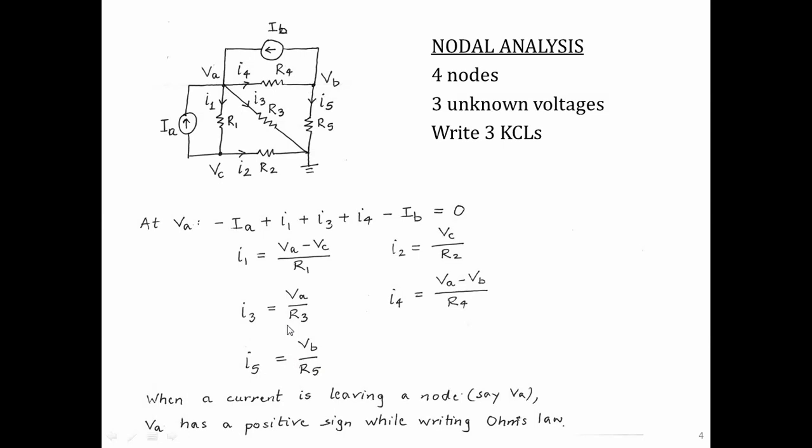Alright. As I had noted a couple of lectures ago, if you note these equations, the current I1 is leaving the node VA. Therefore, VA will appear positive in the expression for I1. The current I4 is leaving the node VA. Therefore, VA will appear positive in the equation for I4. The current I1 is entering the node VC. Therefore, VC will appear negative in I1.